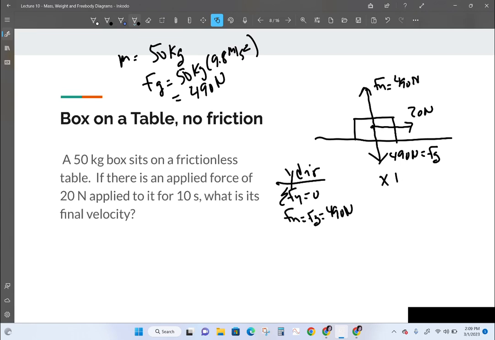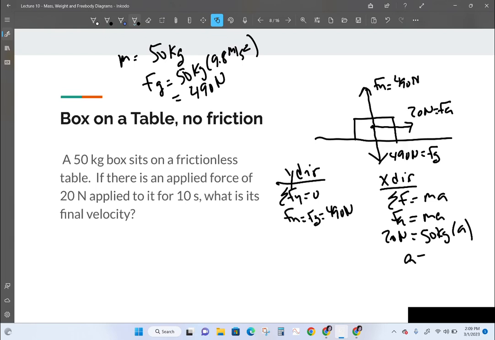In the x direction, it is not balanced, so it's going to accelerate, and the force that's causing that, there's only one force, and that is Fa. That's 20 newtons, makes the 50 kilogram box accelerate. And that acceleration is going to be 20 divided by 50, which is 0.400 meters per second squared. Just trying to be consistent and round everything to 3 sig digs like you do on your homeworks. So what does that mean?